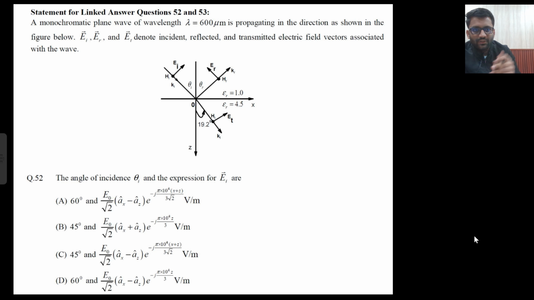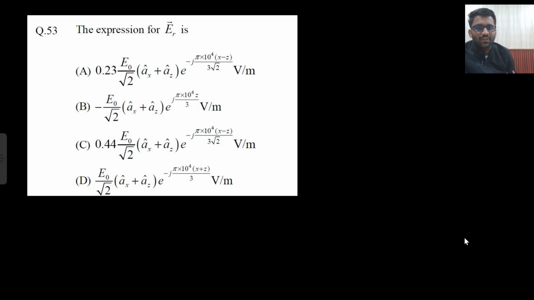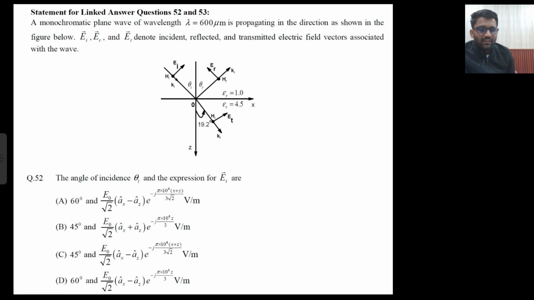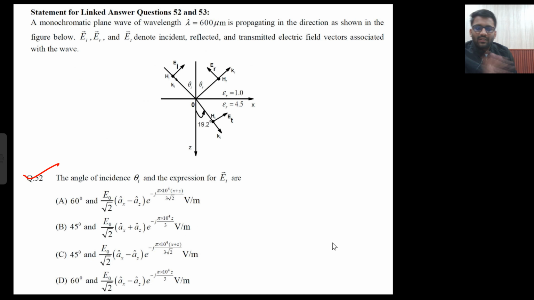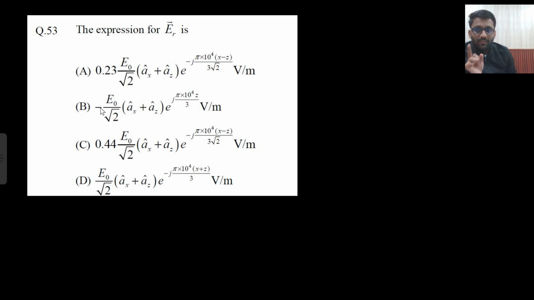There were two parts to this question. First, you need to find the expression of the incident electric field, and theta I. In the second, you need to find the expression of the reflected electric field. The answer for the first is absolutely correct. This is a very easy question. But here they are asking the expression of the reflected electric field.